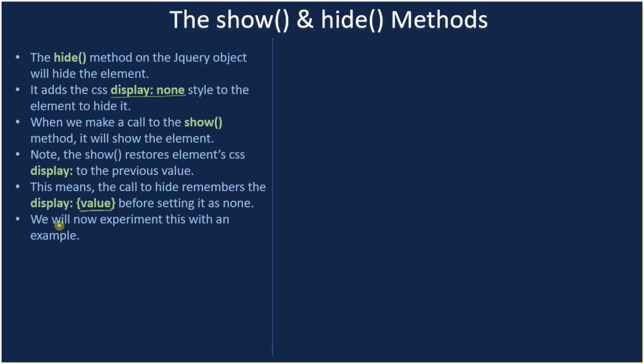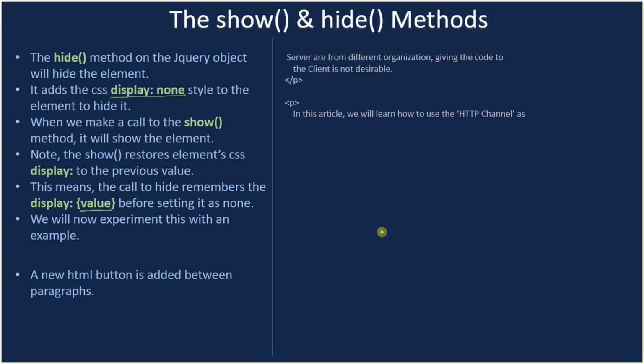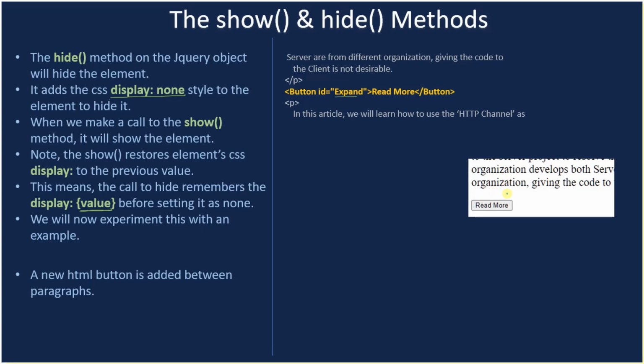We will now experiment this with an example. A new HTML button is added between the paragraph. We know that we have a div tag and it contains 2 paragraphs, right? So that's the end of one paragraph, and this is the starting of the second paragraph. And in between, we will add a button called expand. And the text, we set it as read more. So this is how the button looks.